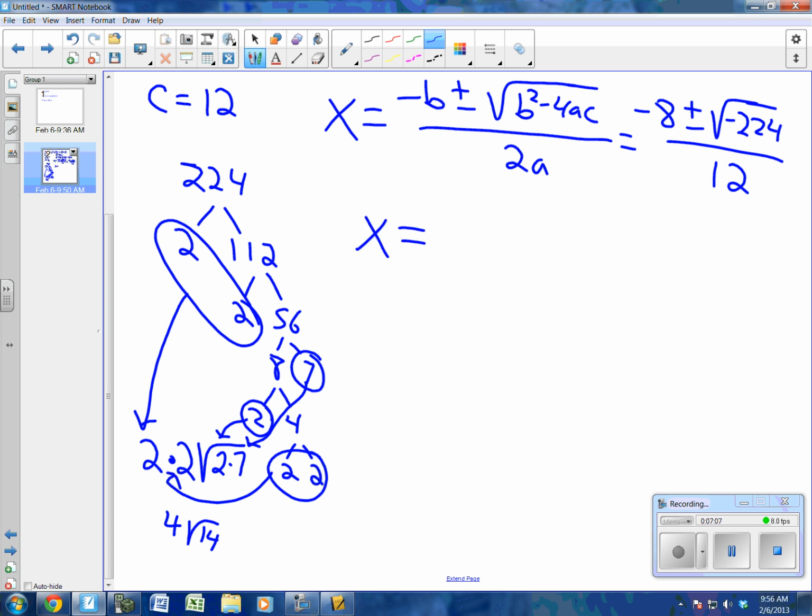So I'm going to write x equals -8 plus or minus 4i square root of 14, because I have to take in consideration the negative. You guys, we usually always write the i before the square root, after a number if we have it. All divided by 12.